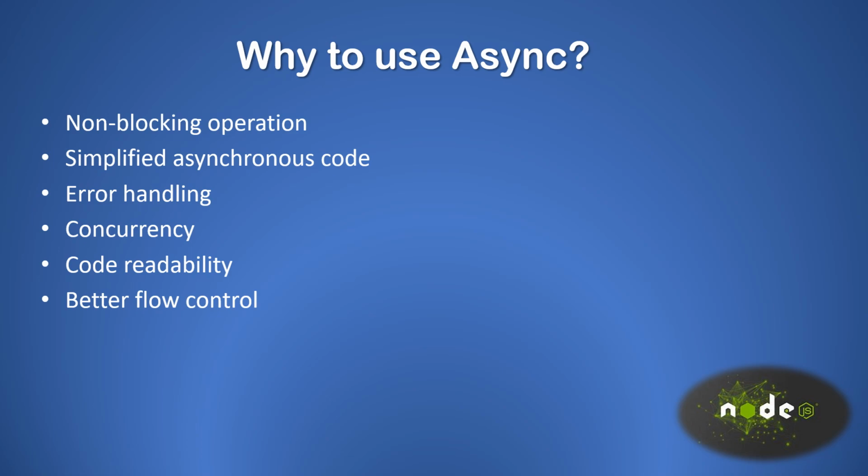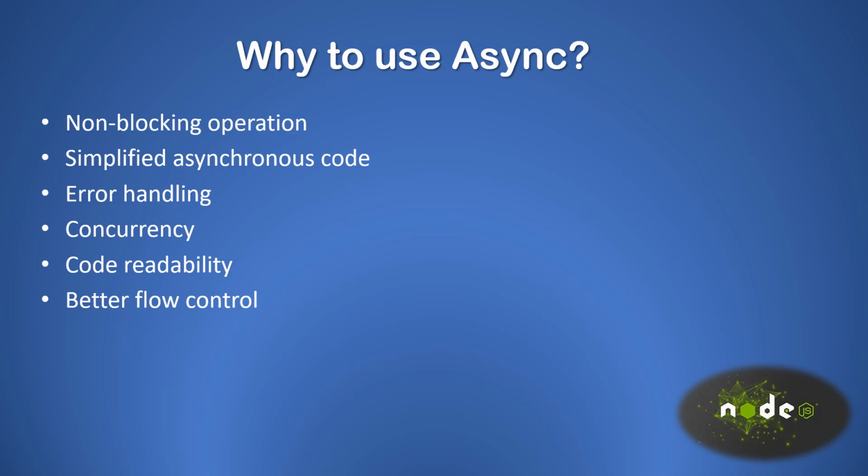So why use async, right? It's a non-blocking operation, which means it handles input output tasks without blocking the main thread. Basically it will help in improving the performance. Simplified asynchronous code makes handling callbacks and promises easier to read and maintain. Error handling provides cleaner and more structured error management compared to traditional callbacks. Concurrency is another one, which allows execution of multiple tasks in parallel without waiting for one to complete.